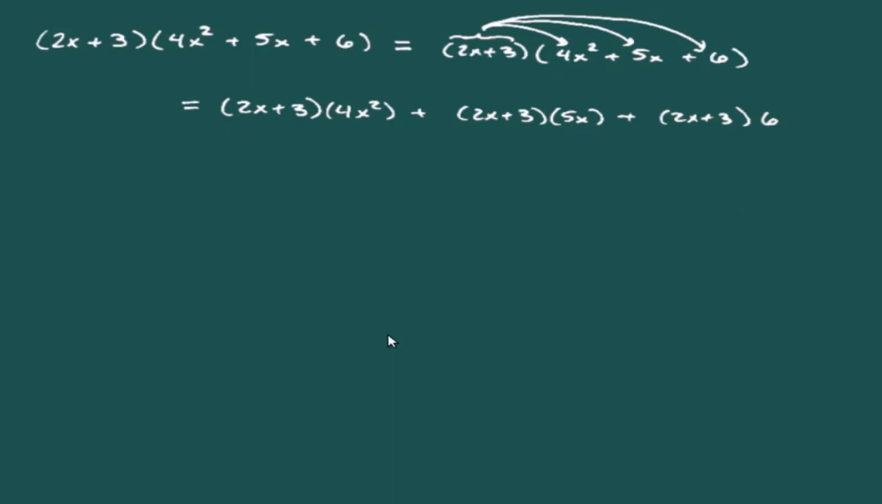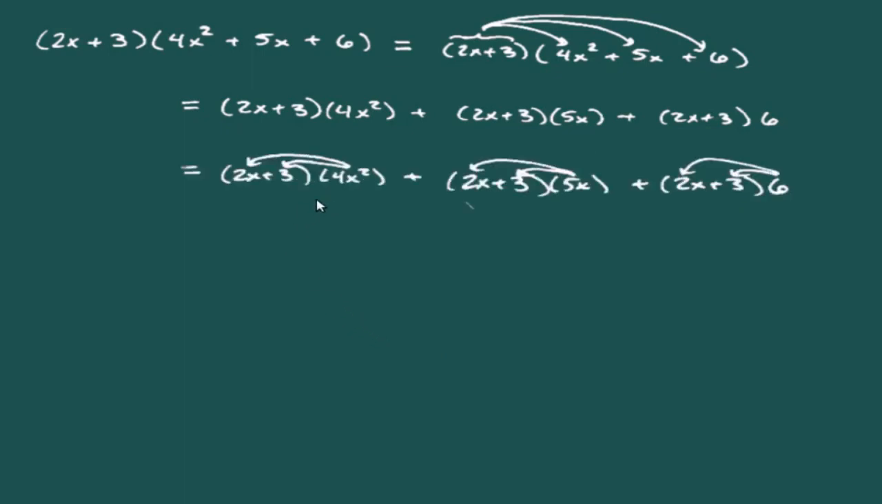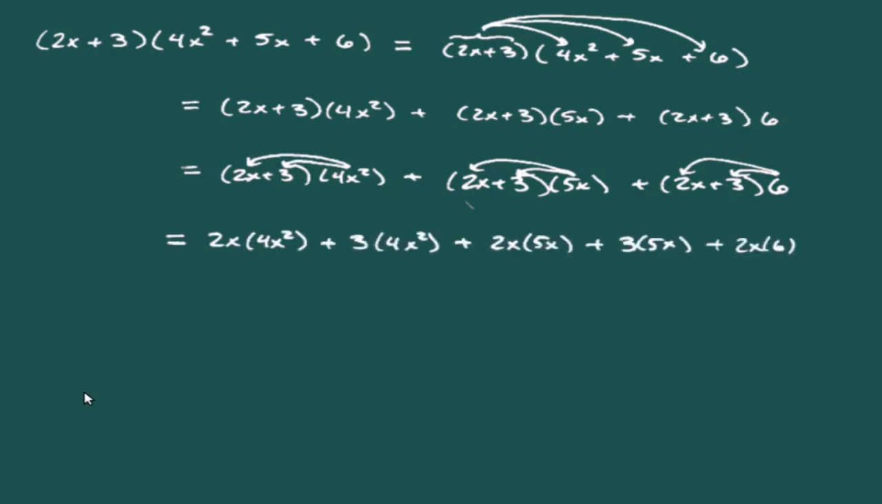So now we'll use distribution again. Our 4x squared is going to get distributed to the 2x and to the 3. Our 5x is going to get distributed to the 2x and to the 3. And the 6 is going to get distributed to the 2x and the 3. And so that's going to give us a 2x times our 4x squared plus a 3 times our 4x squared. We're going to have a 2x times our 5x and a 3 times our 5x. And then we're going to have our 2x times the 6 and the 3 times the 6.